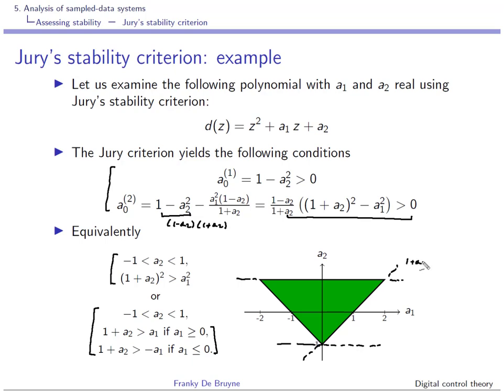1 plus a2 is equal to a1. Okay, you have to be on this side of this line. This line over here is 1 plus a2 is equal to minus a1, and you have to be on this side of the line. So you can see here that to obey these two conditions, a1 and a2 have to be inside this triangle. And if this is the case, the roots of this polynomial over here will be inside the unit circle.